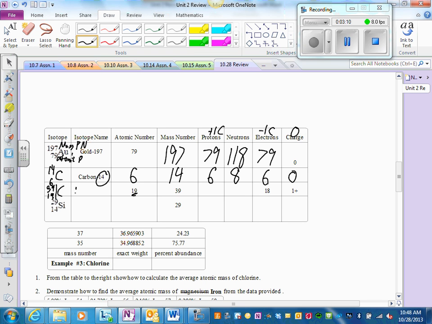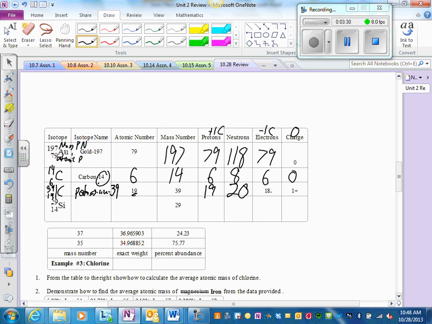So therefore our isotope name is potassium-39. And the number of protons is the same as the atomic number. Neutrons is going to be mass number minus protons. 39 minus 19 is 20.